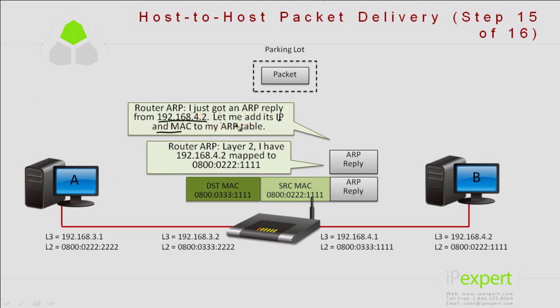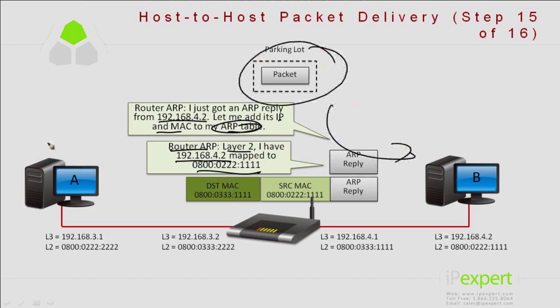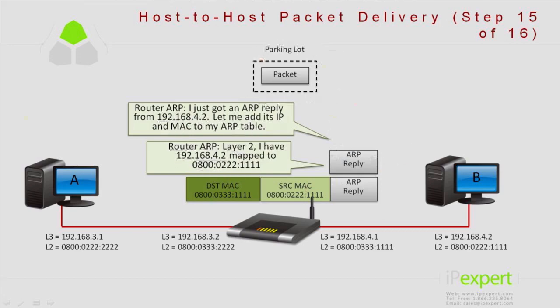Let me add its IP address and MAC to the ARP table. Then what's going to happen is that the router is going to say, layer 2, I have 192.168.4.2 mapped to this MAC address. And now I have the information necessary to move this out of the parking lot and shunt it along my infrastructure. So let's take a look at what happens.